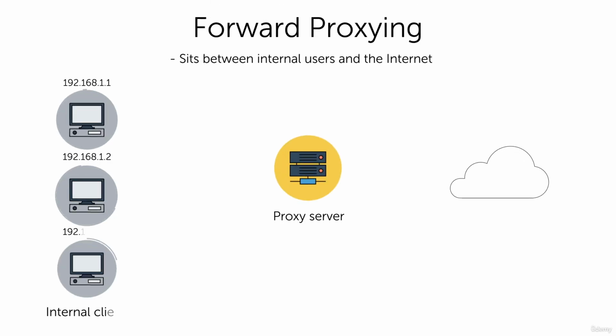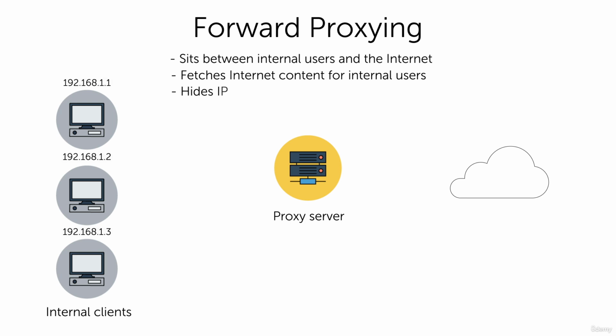So a forward proxy we'll start with. This is an item that sits between internal users and the internet. The purpose of a forward proxy is to go out and fetch content that is requested by internal users. Now, the way that this can be done is by hiding the IP addresses of the internal clients. They're not the ones going out directly and talking to internet resources.